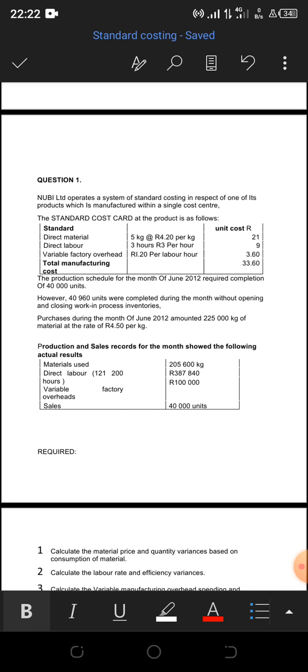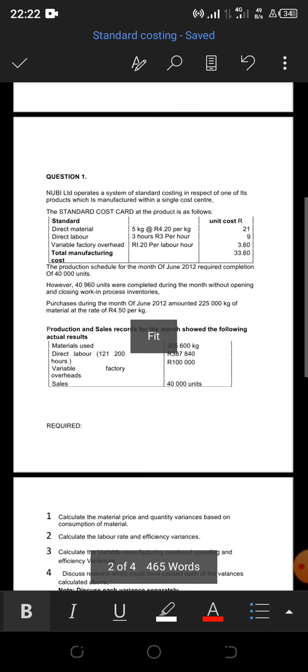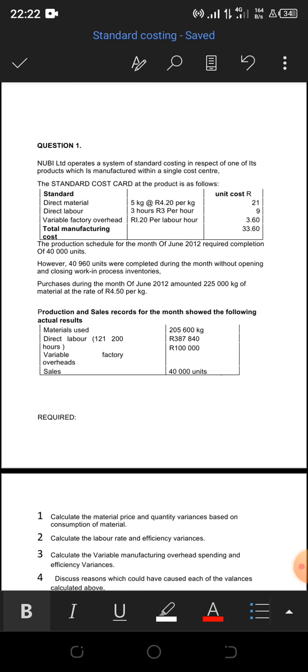So the production and sales record for the month shows the following actual results. This column is showing us the actual results. We have material used, we have direct labor, 121,200 hours. Then we have variable overheads. Then we also have sales.